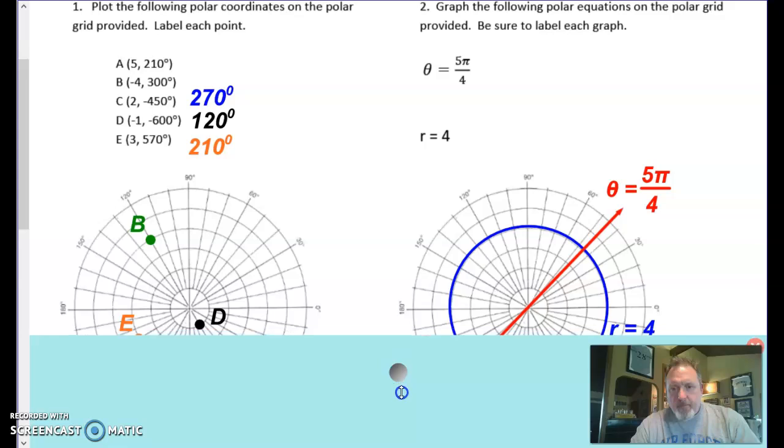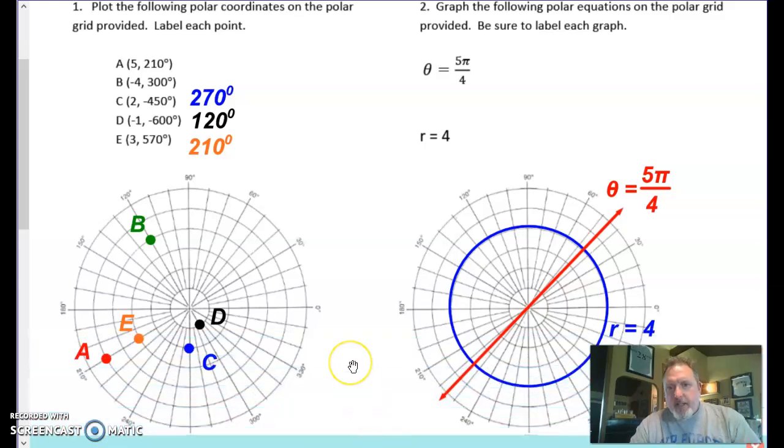For the first one, the main point here is the degree measurements that are not between 0 and 360. You're going to want to get a coterminal value for those. If I add 360 to negative 450, I get negative 90. If I add 360 again, I'll get 270. Similarly here, I'll add 360 and then add 360 again. I'll get 120 for D. And for E, I'm going to subtract 360 to get 210. That makes it easier to plot these when you have all of your degrees between 0 and 360. From there, I have my R values.